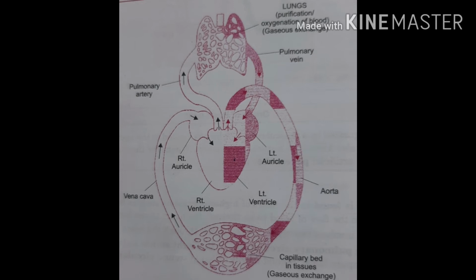Now our next topic is circulation of blood in lower vertebrates. So far we have discussed the higher organisms. Now we will be discussing the circulation of blood in lower vertebrates. You listen and you will see the picture.